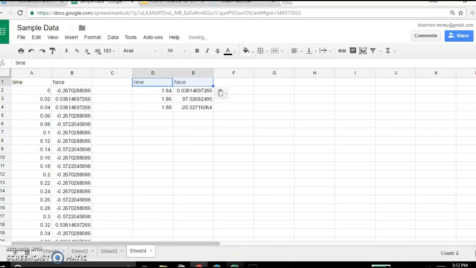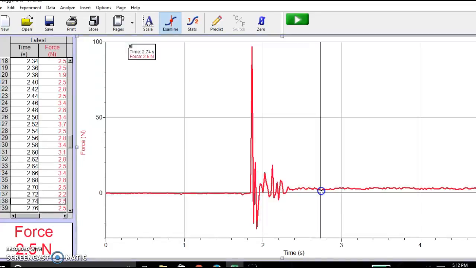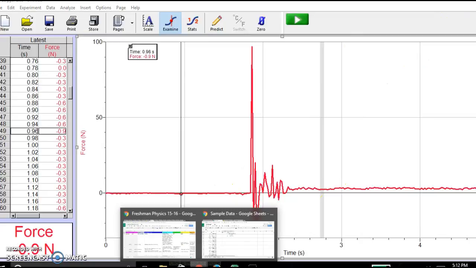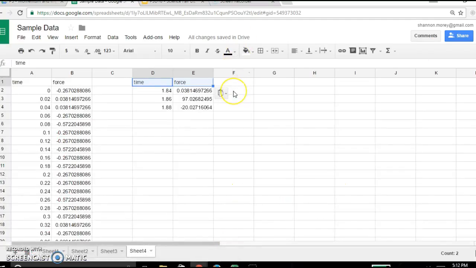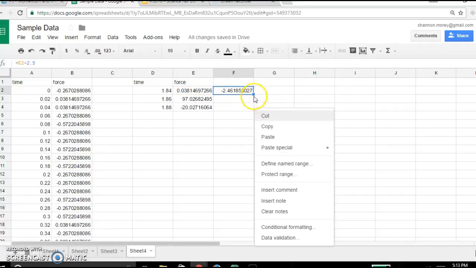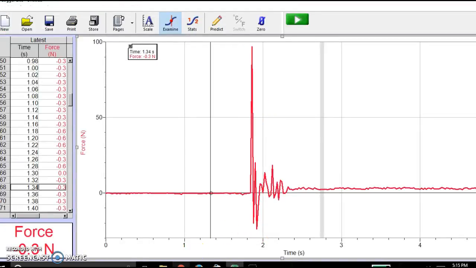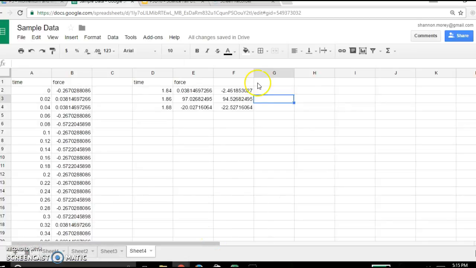And I don't remember now. Let's go back to this, figure out what our weight is. 2.5. Okay. So we can go back here, and we're going to subtract 2.5 from these data points here. So equals this minus 2.5. Okay, so sorry. Here we go.